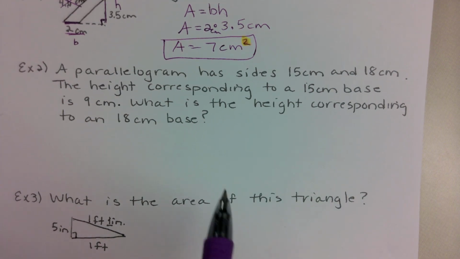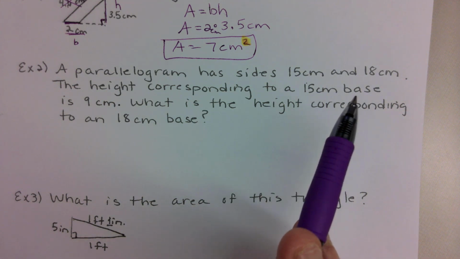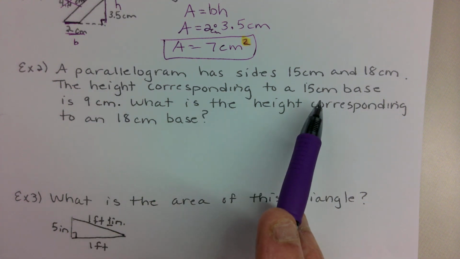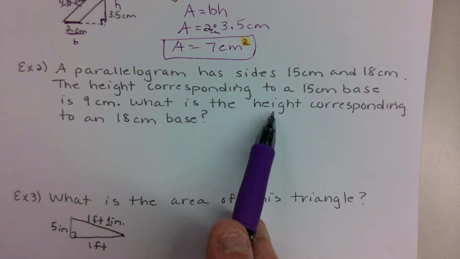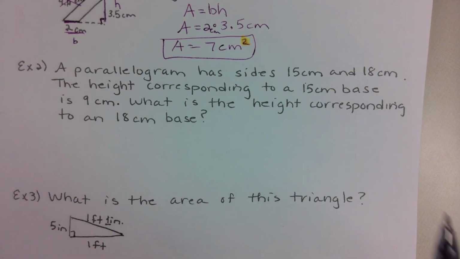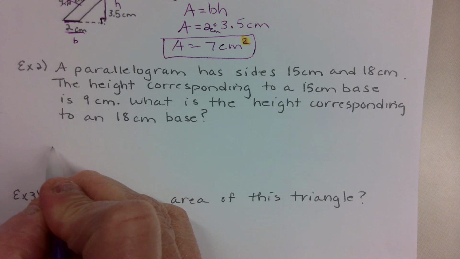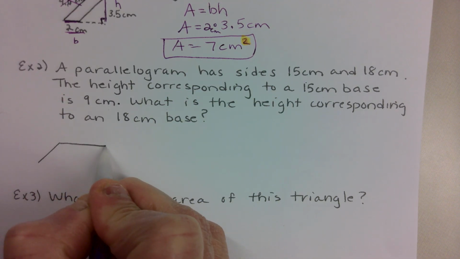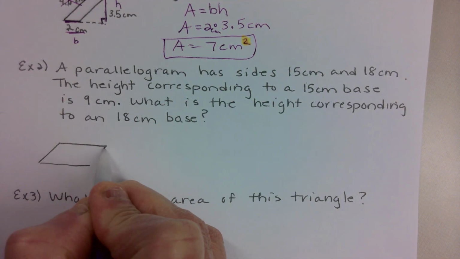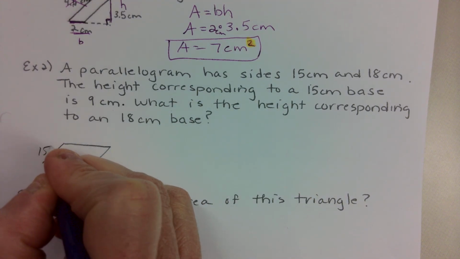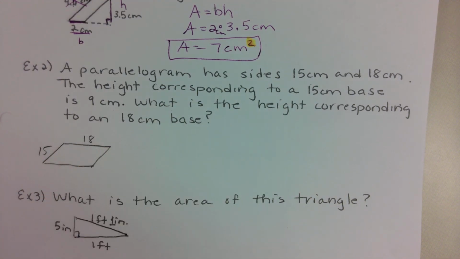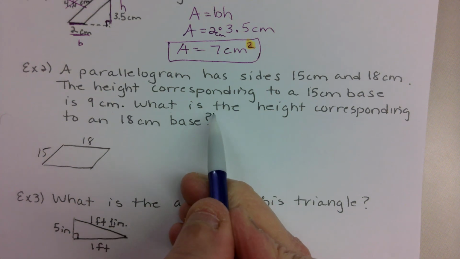All right, so a parallelogram has sides of 15 and 18. The height corresponding to the 15 centimeter base is 9. What is the height corresponding to the 18 centimeter base? Oh, tricky, tricky, tricky. Let's draw ourselves a parallelogram so we can get a better handle on what's happening. It says the sides are 15 and 18, so I'm just going to put the 15 here and the 18 here.